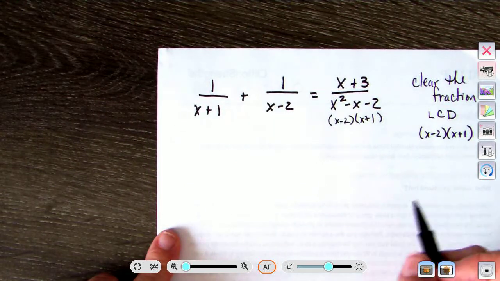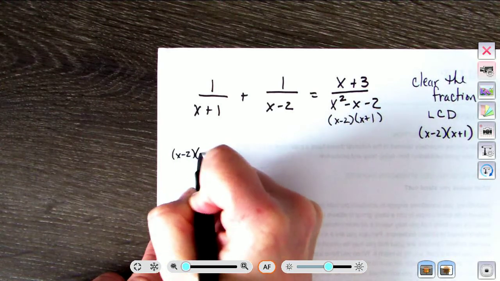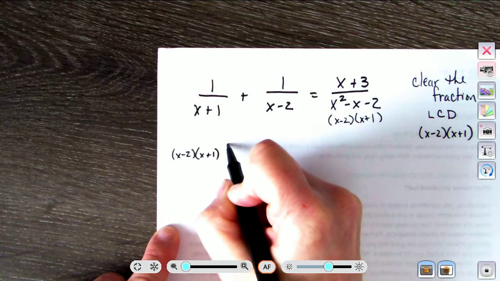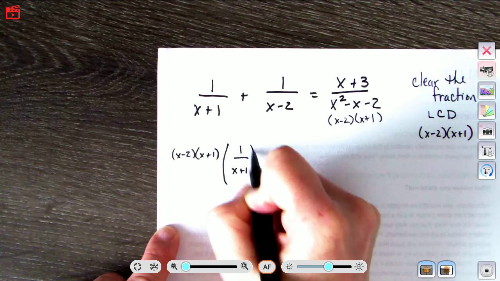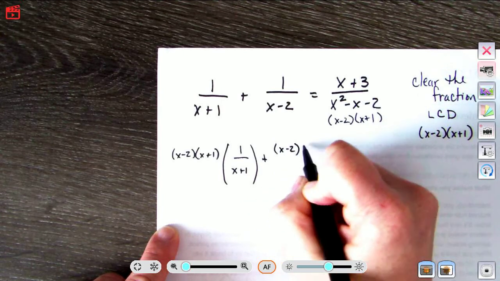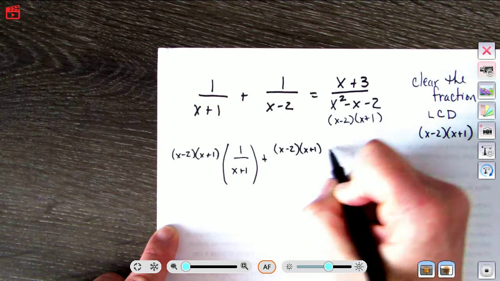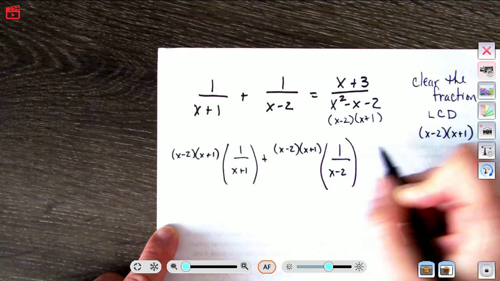All right, so I'm going to multiply everything by that x minus 2, x plus 1. I tend to write it this way for educational purposes. You do not need to write all these little steps out, but I'd like to do this so you can see it.